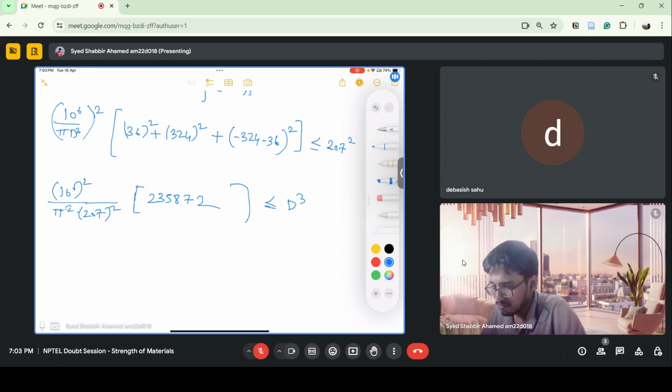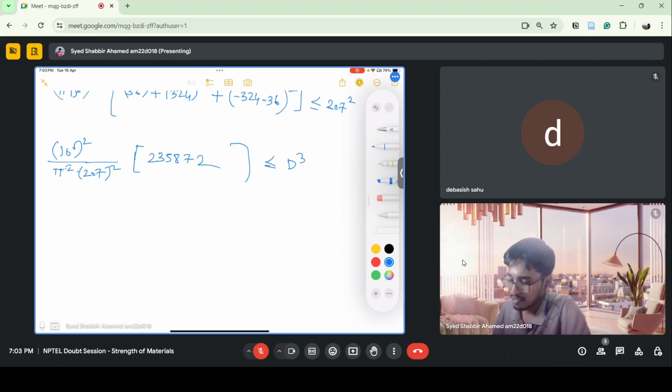And into this 10 to the power of 6 is pi square into 207 square. I'll get 5.774534 into 10 to the power of 11.